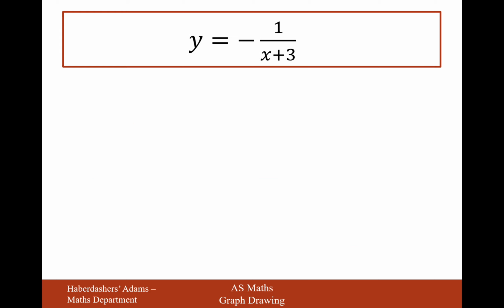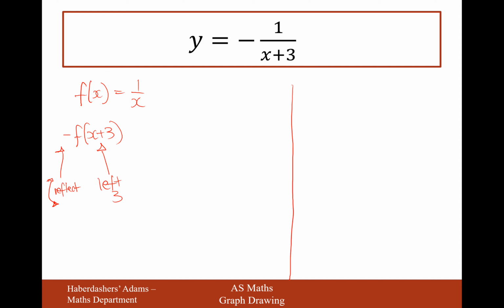Okay, moving on to the next question. So, in this case, a bit of a different transformation here. It's going to be f of x equals 1 over x. And the transformations here, we're going to have a negative symbol out the front, and we're going to have a plus 3 inside the bracket. Now, what two transformations do we have happening here? They're getting a little bit more complicated now. Well, the one inside the brackets is going to be left by 3, but the one outside the brackets is going to be a reflect up to down. Okay, so it doesn't matter what order we do those two things in.